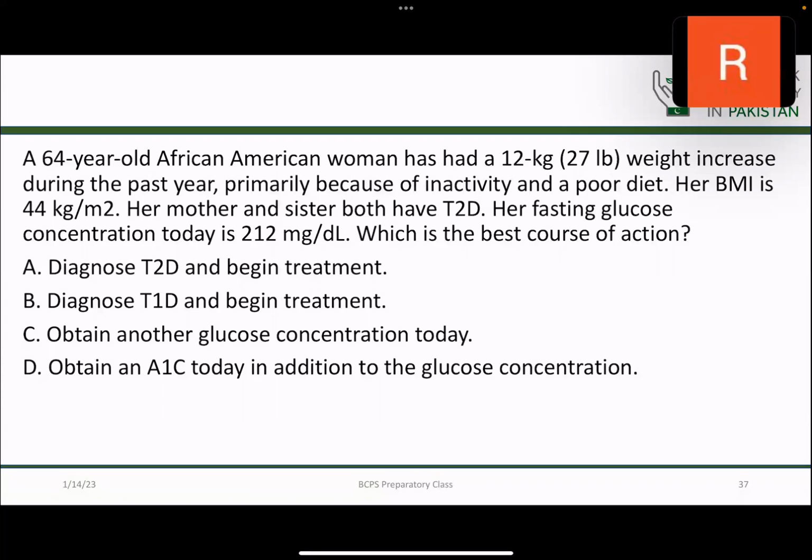Fasting glucose is 212 mg per deciliter. Okay, so way more than the threshold we have described. Which is the best course of action? Should we diagnose type 2 diabetes and begin the treatment? Should we diagnose type 1 diabetes and begin the treatment? Should we obtain another glucose concentration today, or should we obtain an HbA1c today in addition to the glucose concentration? So what do you think? Yes, Rida, what are most of the people saying?